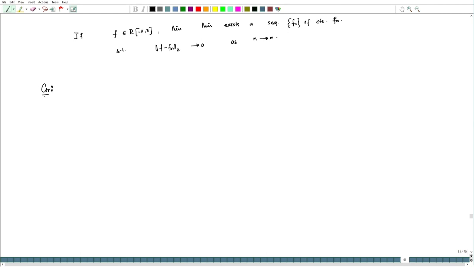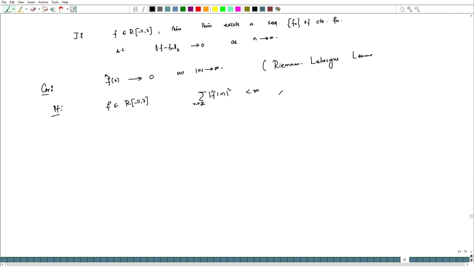It has many applications. One trivial corollary is this: if f is Riemann integrable, we know that the summation over n in Z of mod f hat of n squared is finite, which is equal to the norm of f squared, a finite number. Hence, since the series of f hat of n squared is convergent, the nth term will go to 0. That is the Riemann-Lebesgue lemma. This is another way to prove the Riemann-Lebesgue lemma.